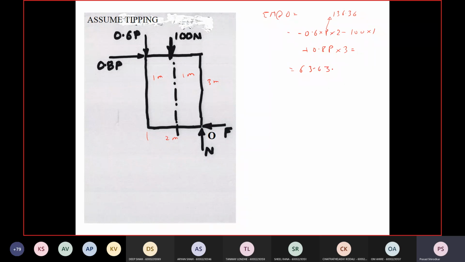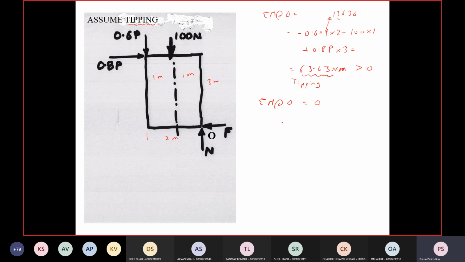63.63 Newton meters, and it comes out to be positive, right? It is greater than 0. So for this 136.36 we are getting a moment which is greater than 0. So that means at this force this is not going to be in equilibrium. So you have to find the corresponding force for which this moment is going to be 0. So find out summation M about A is equal to 0. But one thing is confirmed, since this is coming greater than 0, the tipping is confirmed. So this block is going to tip. So it is going to be tipping motion.